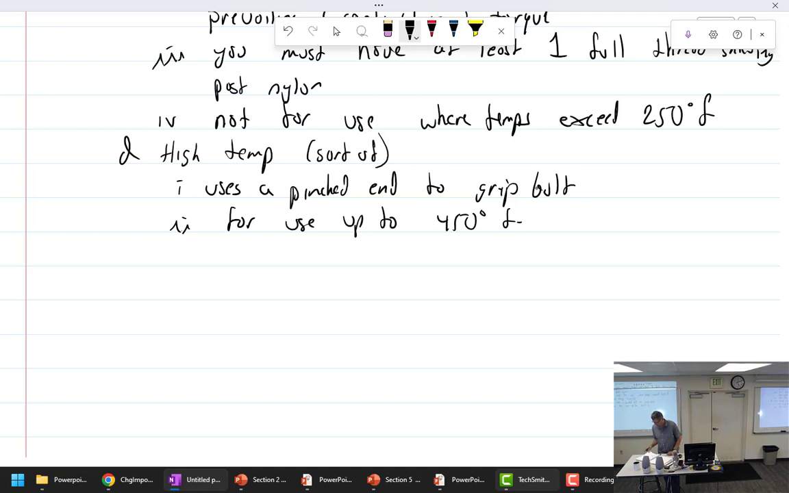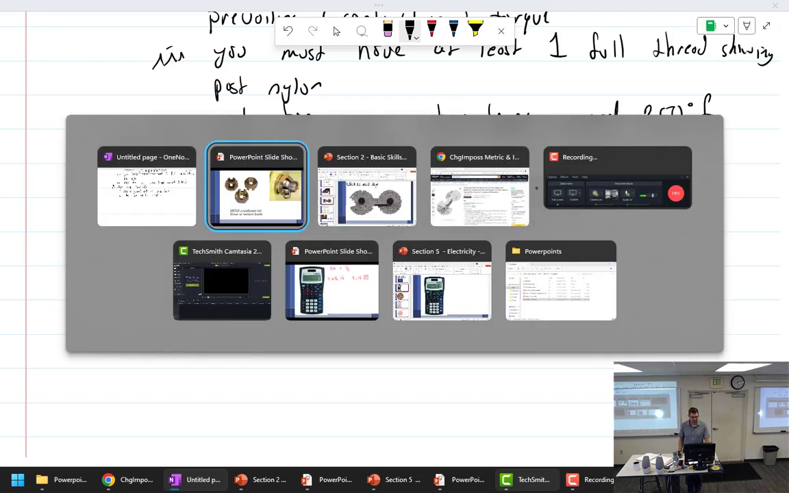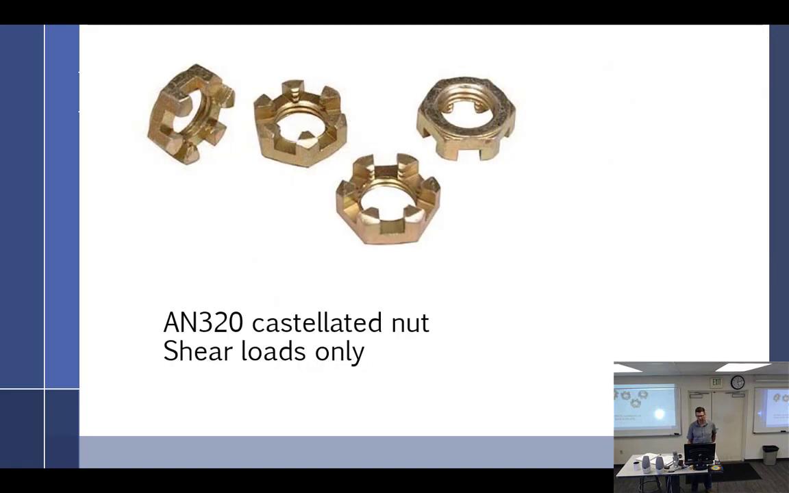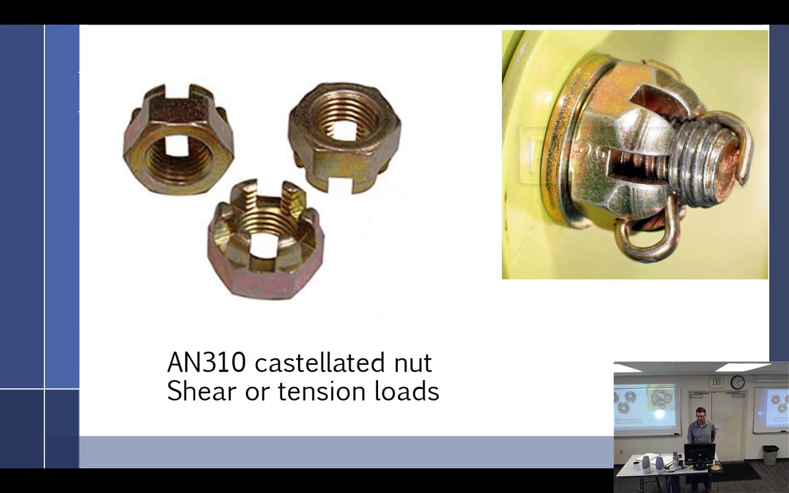And then we have castellated nuts. The AN310s and 320s, which I think we've covered already well enough. You have tension and shear. There's a shear one. Look at how many threads are in there. Like 1.5. So if you try and put a tension torque on this, it'll just strip it all out. And you'll come to me and go, I don't know what happened. It was like that when I got here. Yeah, it was. All right.